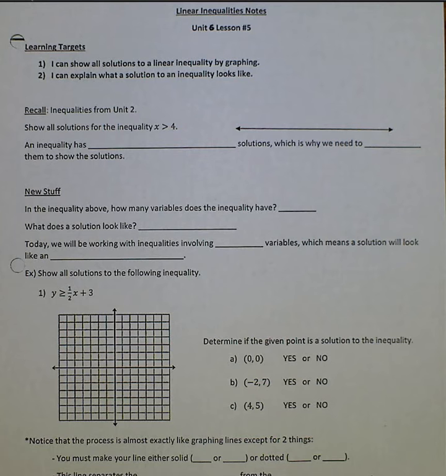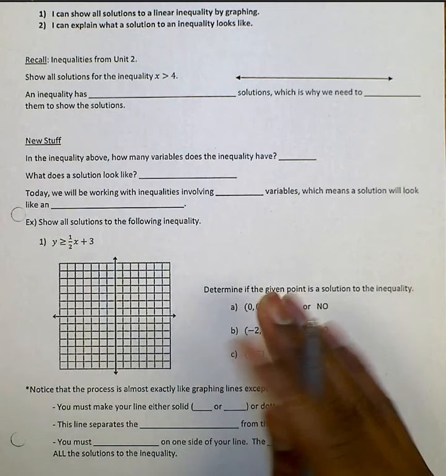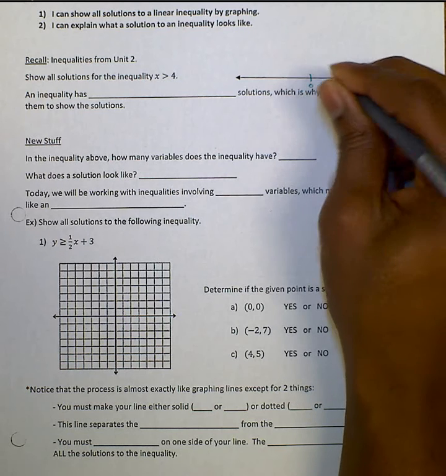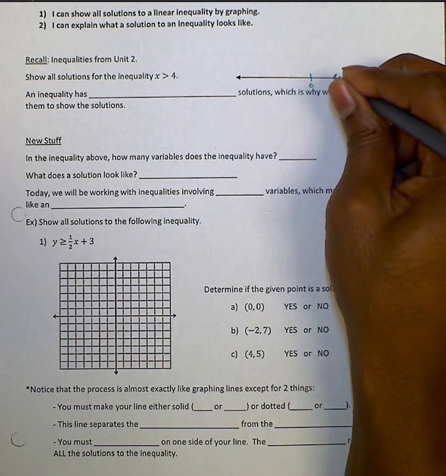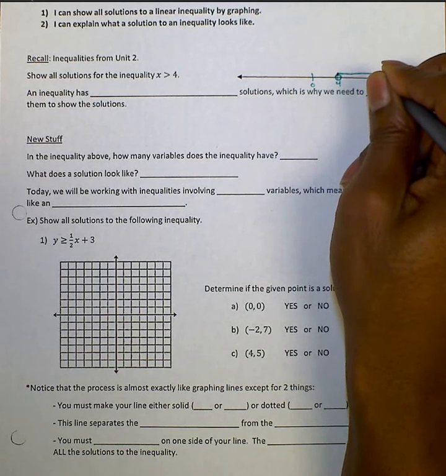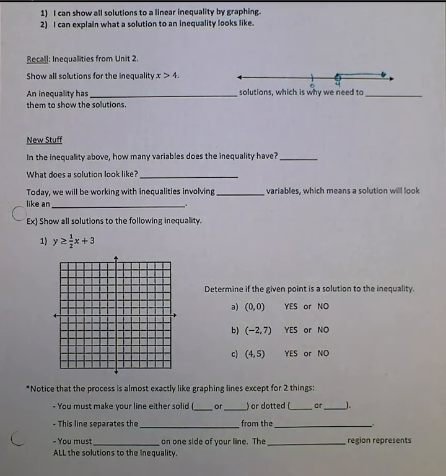Remember from our inequalities unit that we can already show the solutions to an inequality. For example, we have x is greater than 4. If we want to show or solve this, we make a number line and put 4. X is greater than 4, so we use an open circle to show that 4 was our boundary but not a part of our solution. And because it's greater than, we shade in the direction of numbers greater than 4.